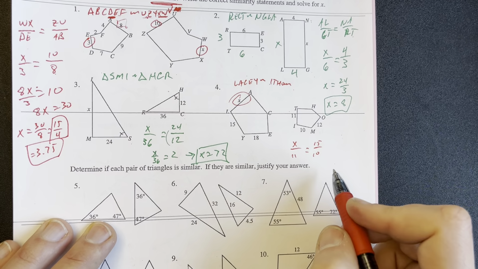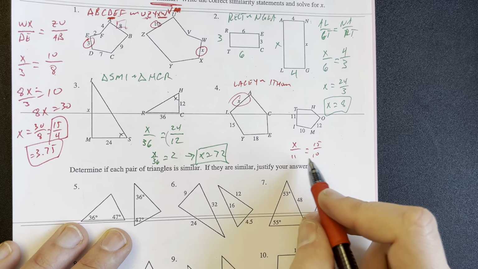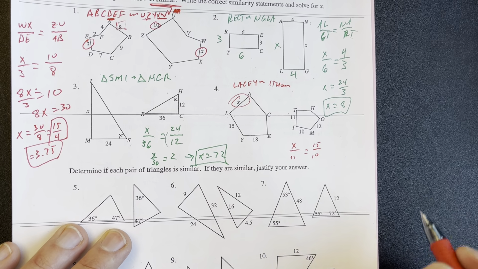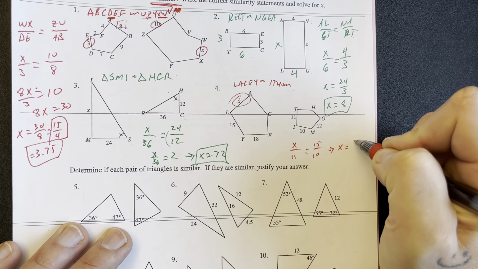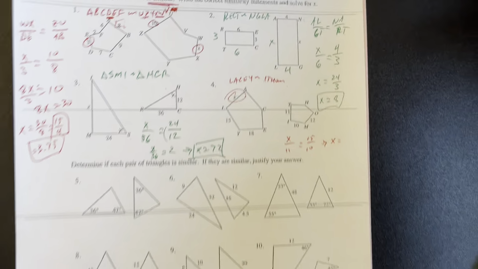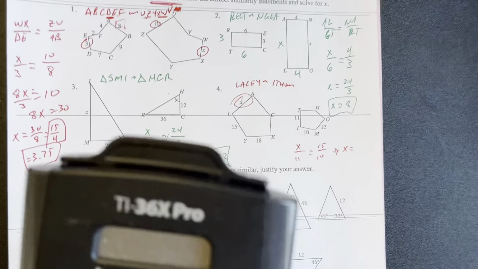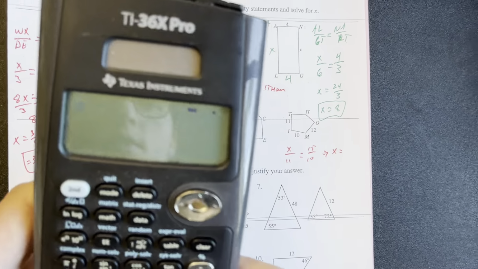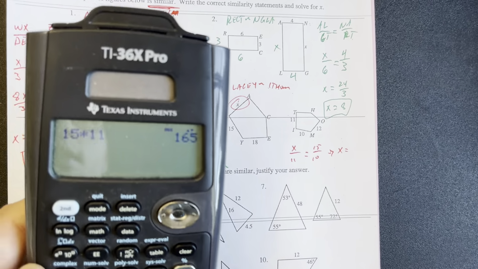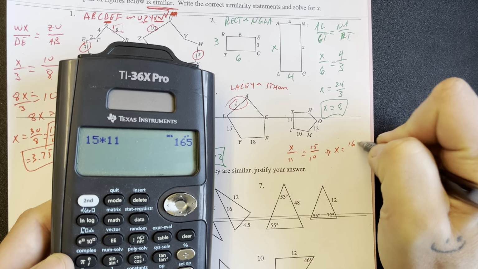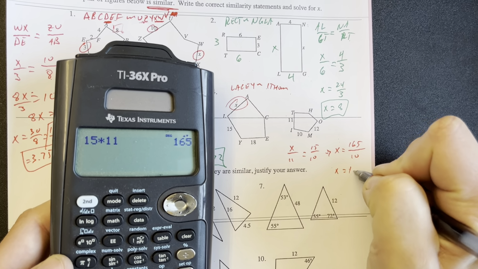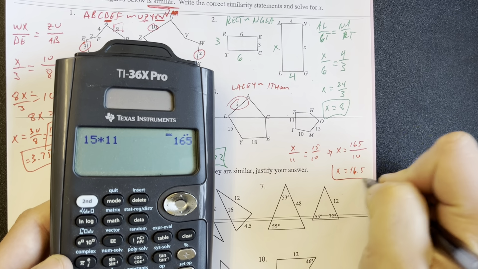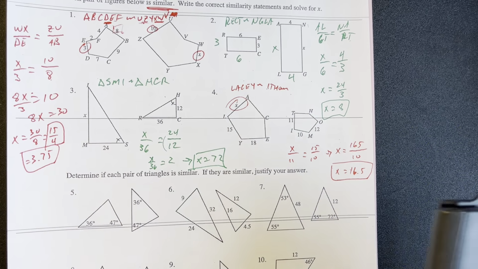Great. This one's going to be a little bit annoying here. I'm going to multiply both sides by 11. So that means X is going to equal, gosh, 15 times 11 in our numerator. I don't know what 15 times 11 is. I'm going to grab my calculator. Sorry for shaking the thing. 15 times 11, that's 165. So I have 165 over 10. So X equals 16.5 if I do that division there. Great.